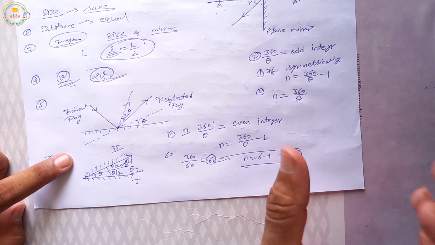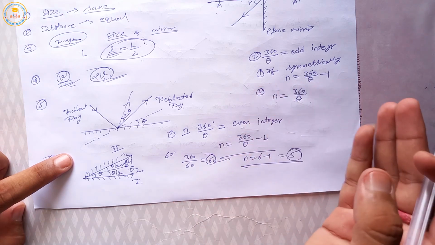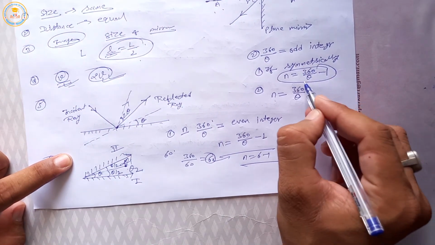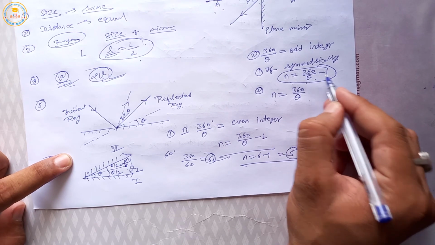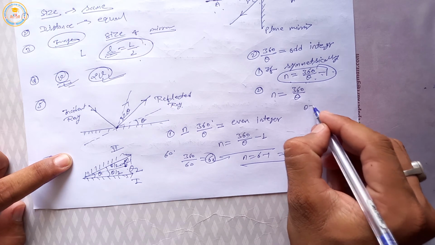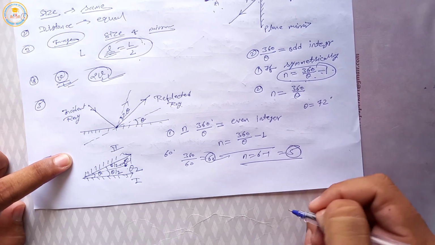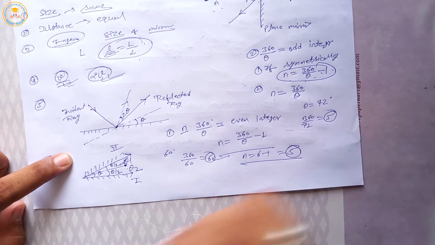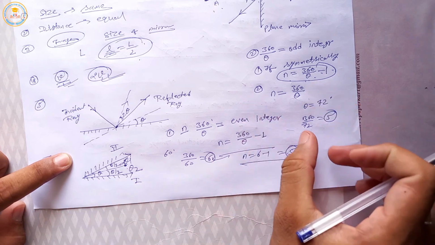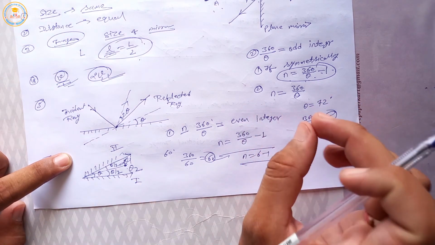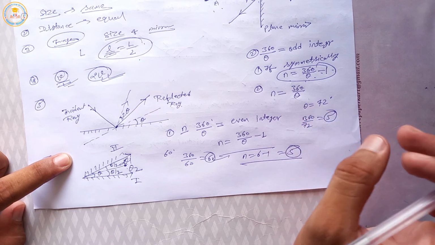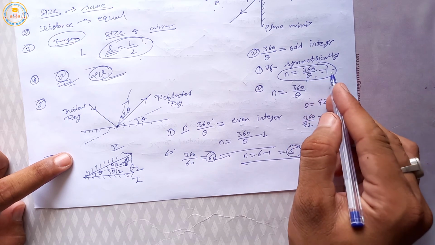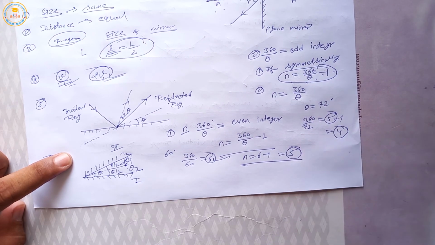Okay, meaning if you do not know whether it is symmetrical or asymmetrical, then in that condition we will consider it symmetrical, and the number of images will be n is equal to 360 upon theta minus 1. Suppose theta is equal to 72 degrees, then in this situation 360 upon 72 is equal to 5. Okay, but here it is not mentioned whether the object is symmetrical or asymmetrical. Then we consider it symmetrical. Then 5 minus 1 is equal to 4.